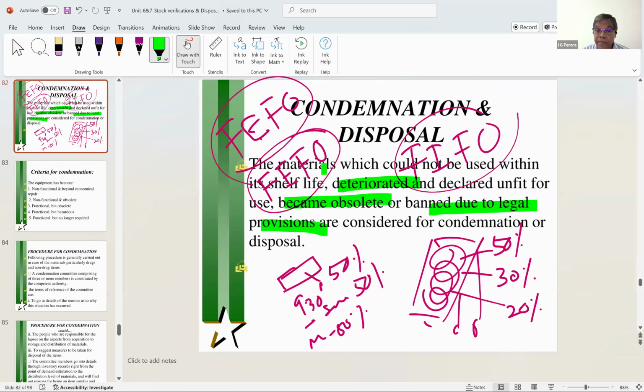Technology has changed and the item can't be used now. Then what do we call it?